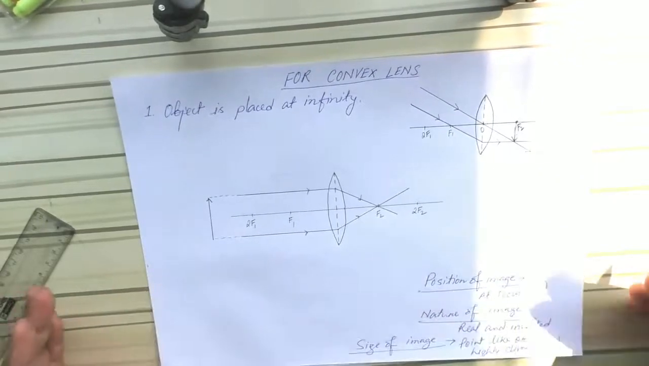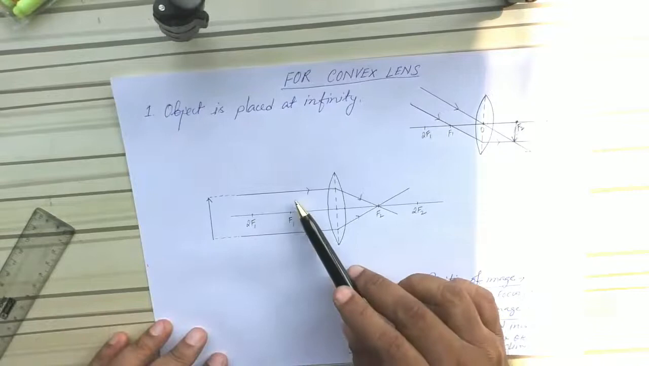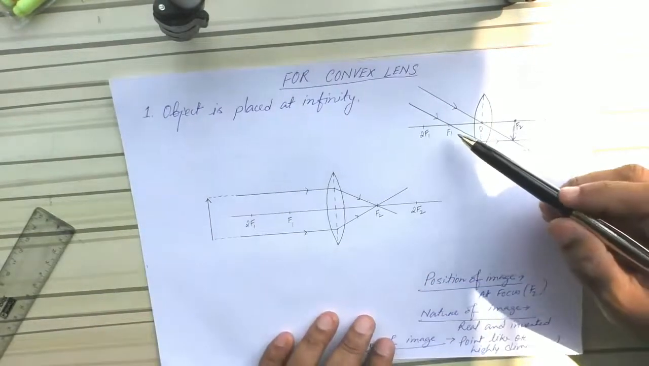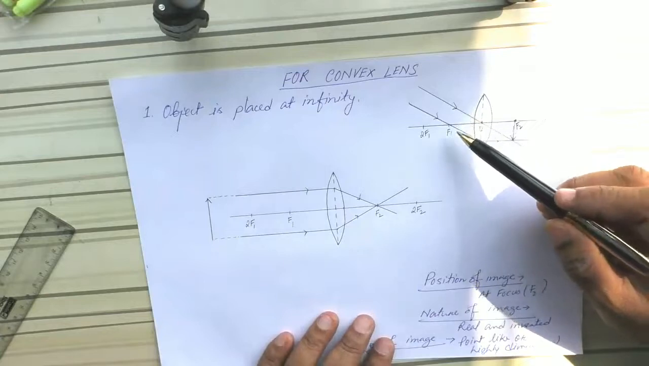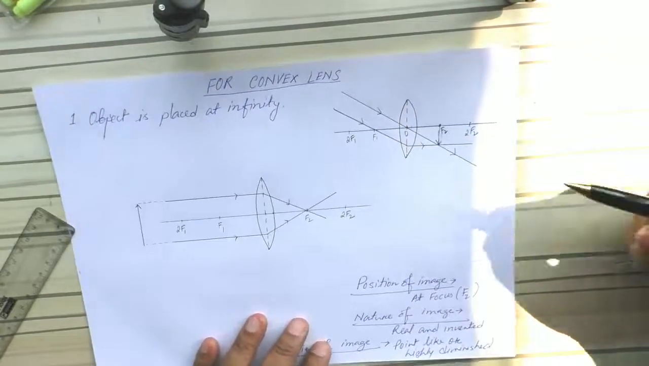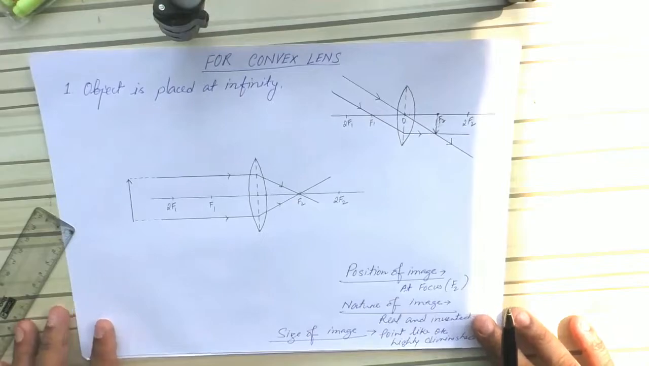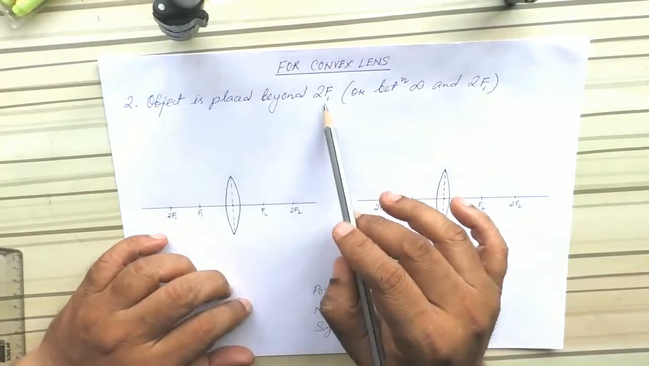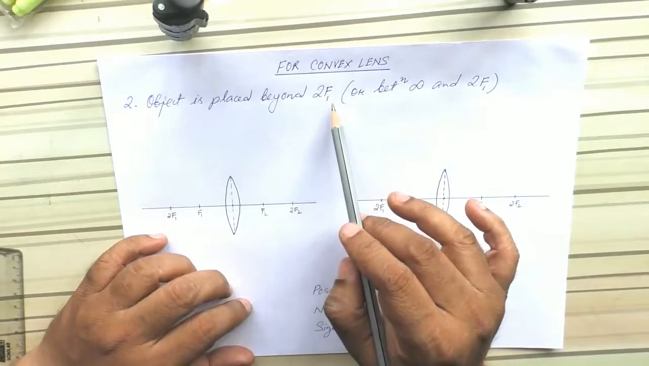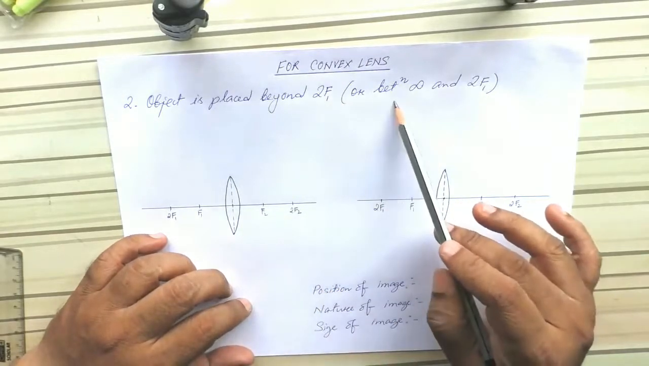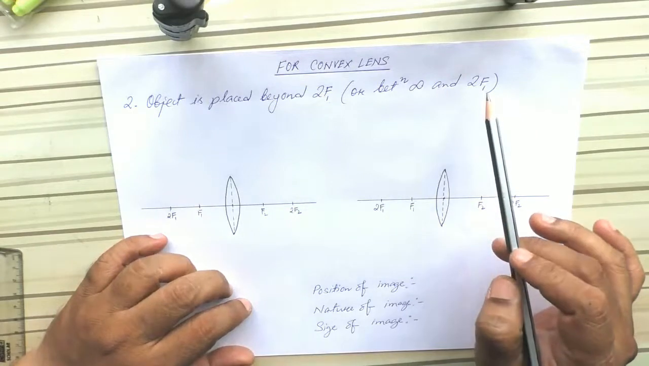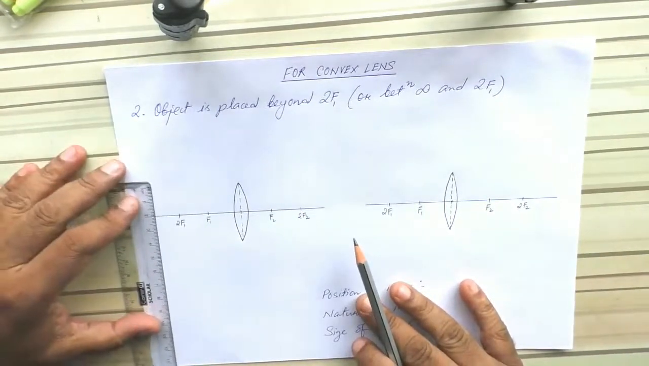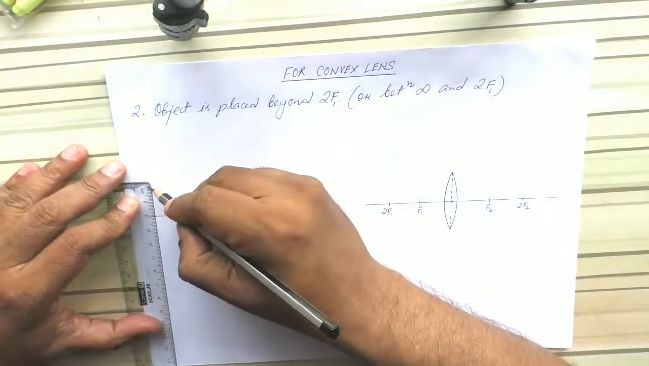Both the methods are there, and the first one, incident rays are parallel to the principal axis. In the second one, incident rays are parallel to one another, but they are not parallel to the principal axis. Now we'll discuss second ray diagram where object is placed beyond 2f1, beyond center of curvature, or we can say between infinity and center of curvature. For that, object is placed beyond C.